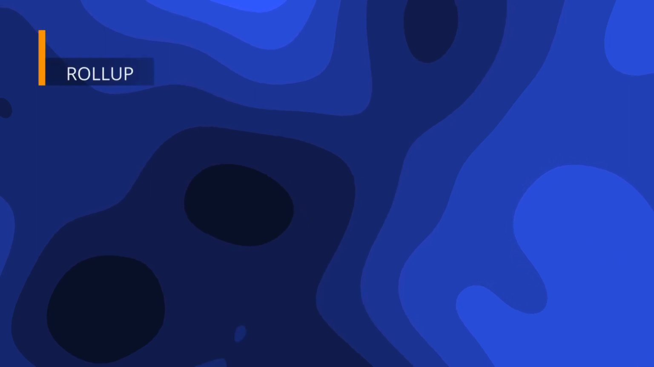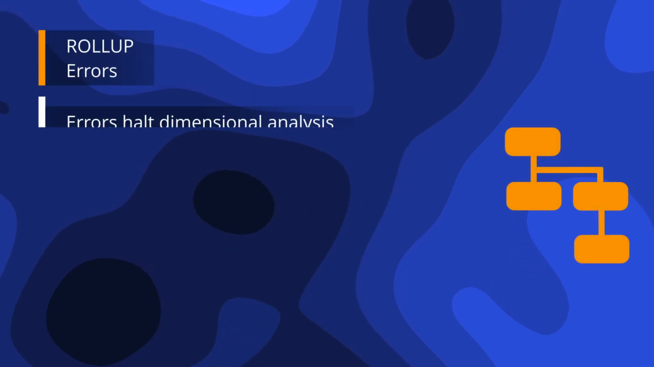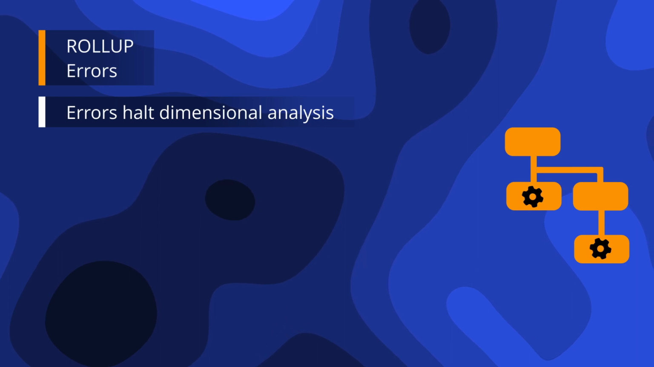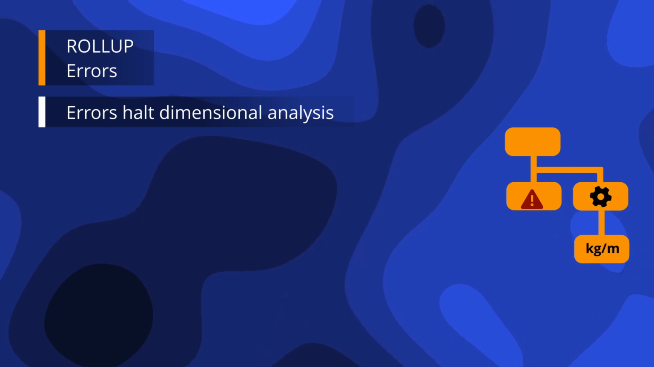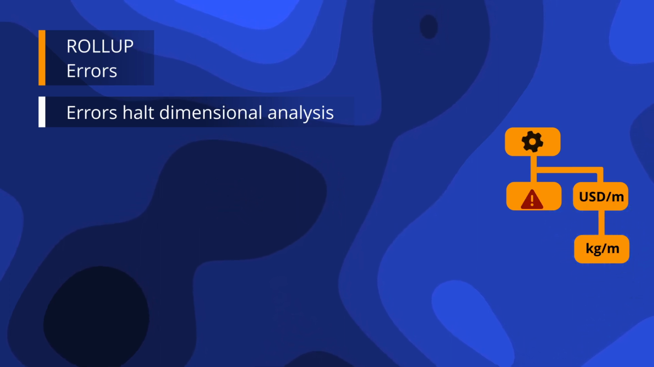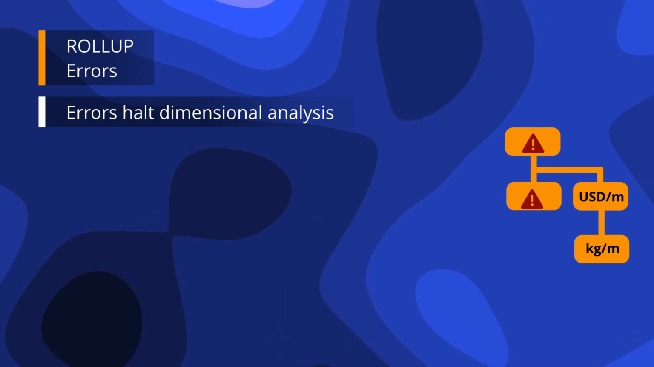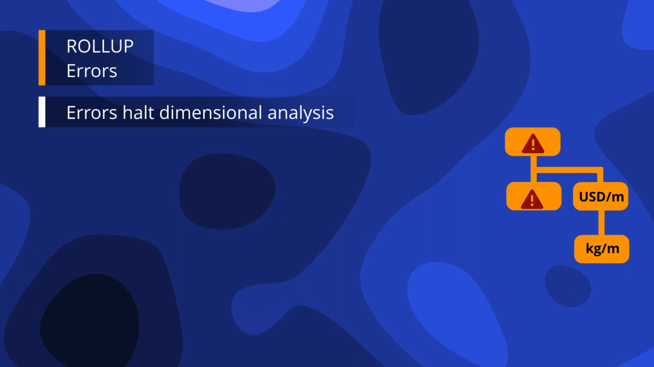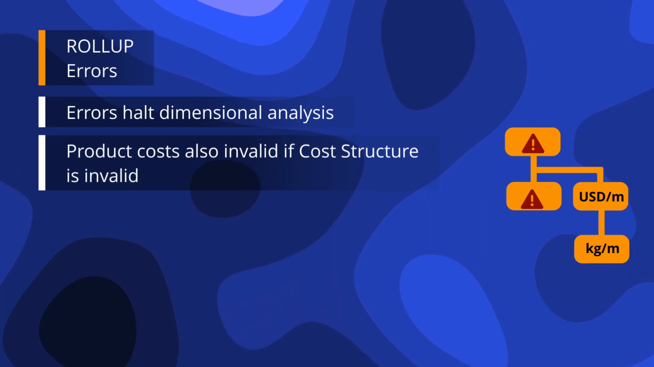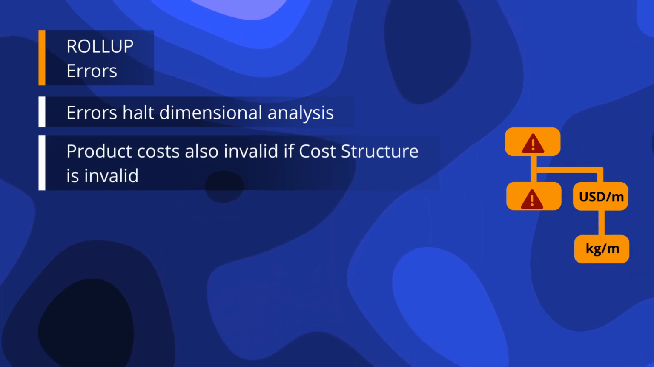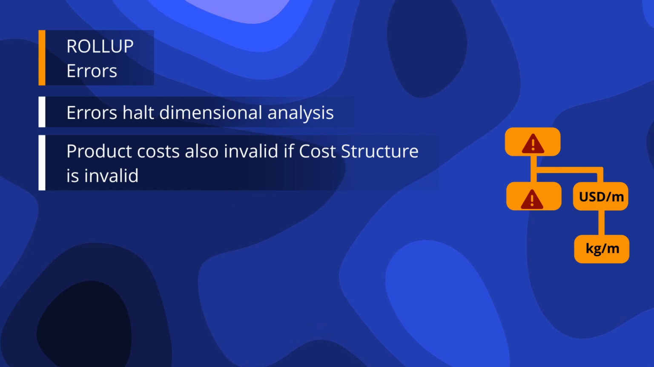If any errors occur during Rollup, the dimensional analysis will stop, and the cost item where the error occurred, along with any cost items higher up in the hierarchy, will be invalidated. This makes it easy to see where the error occurred for troubleshooting. If the cost structure is invalid, then by extension, all product costs are also invalid, and you won't be able to submit the proposal for approval when in this state.